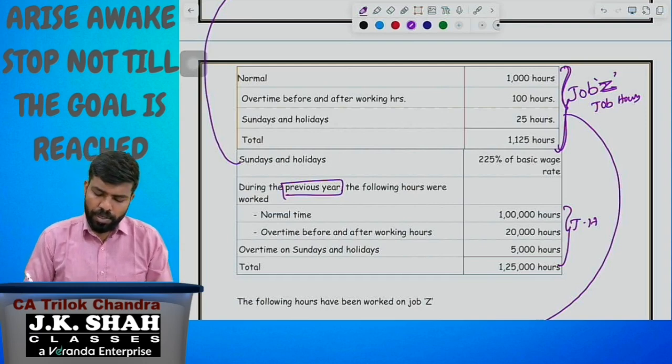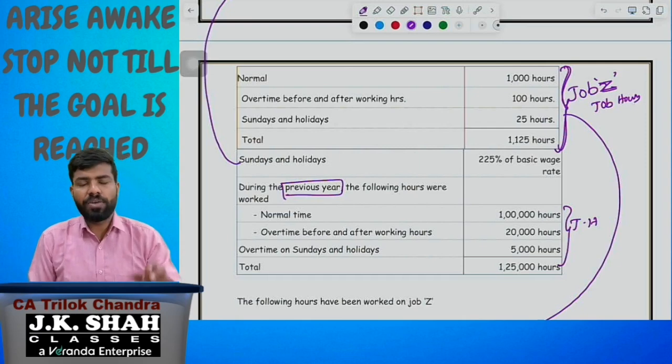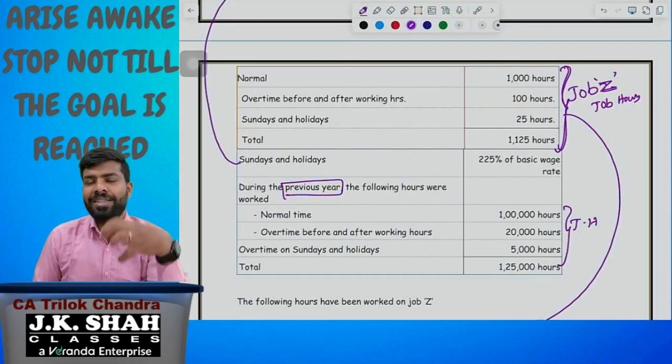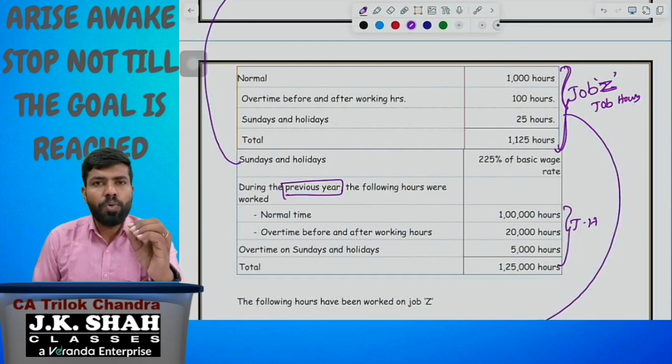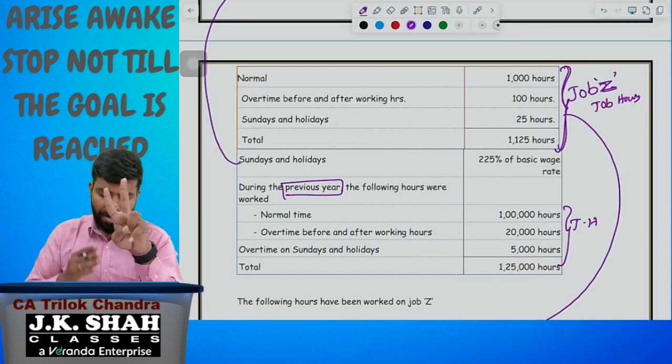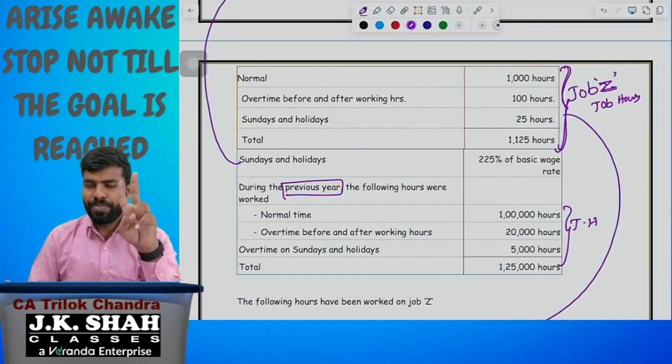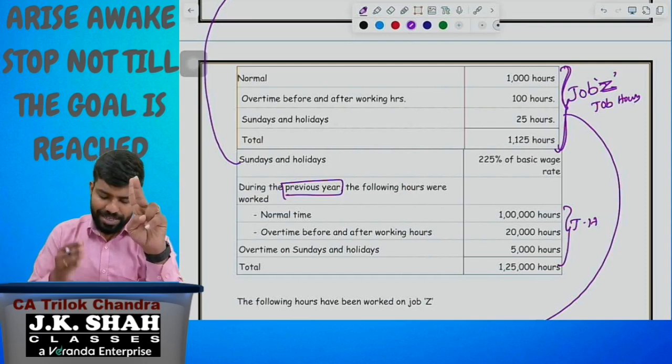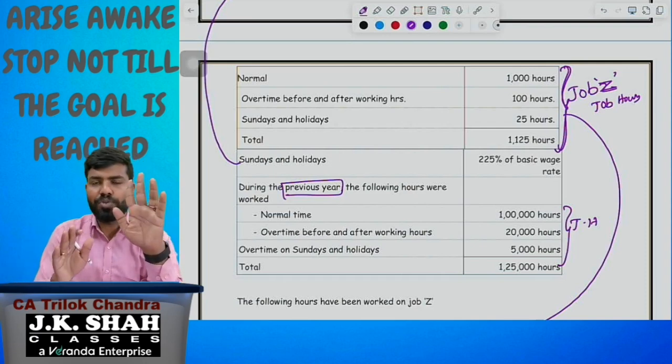Okay. So total hours is 1 lakh hours of normal time. Overtime before and after working hours 20,000 hours. Overtime on Sundays and holidays 5,000 hours. First, what we need to understand in this question is when it comes to overtime, there are two types of overtime. Overtime working before and after working hours. Second, overtime working on Sundays and holidays. I'm sorry, Sundays and holidays.